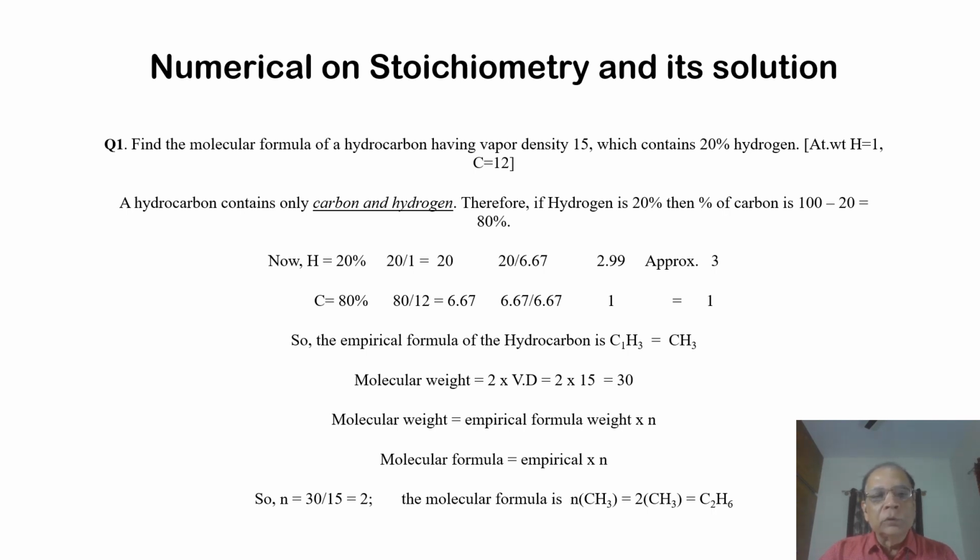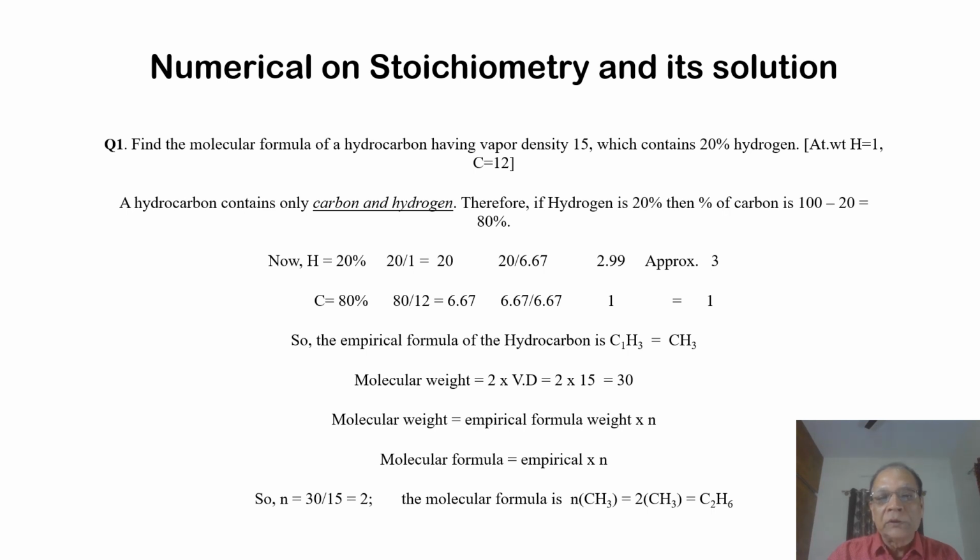Question 1, find the molecular formula of a hydrocarbon having vapor density 15, which contains 20% hydrogen. Given is atomic weight hydrogen 1 and carbon is 12. So the solution, a hydrocarbon contains only carbon and hydrogen. Therefore, if hydrogen is 20% as it is given in the question, then the percentage of carbon is 100 minus 20, which is 80%.